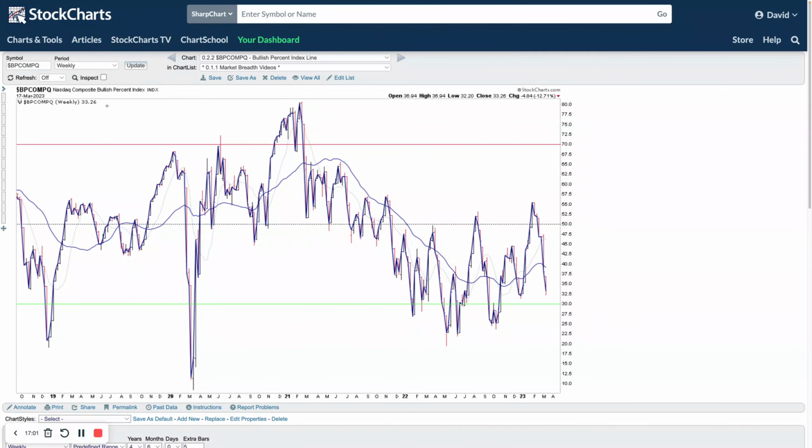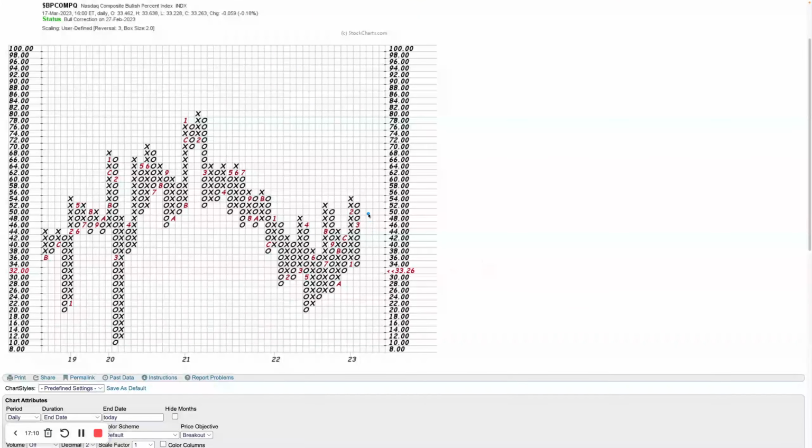Nasdaq is down to 33.26% as well. You can see this has come off recently, got up to a high of around 55% there, but again is in the column of O's since February, and started to reverse back down towards the bottom, but it's not yet on a bear confirmed signal. It hasn't made a double bottom breakdown, but it's on defense.